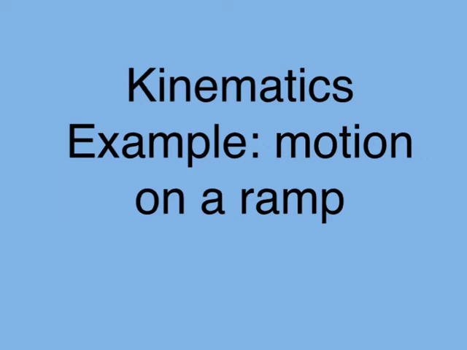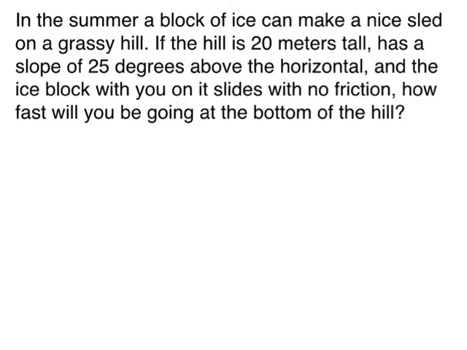This video is an example of motion on a ramp. Here's the problem that we're going to be looking at in this example. In the summer, a block of ice can make a nice sled on a grassy hill. If the hill is 20 meters tall, has a slope of 25 degrees above the horizontal, and the ice block with you on it slides with no friction, how fast will you be going at the bottom of the hill?